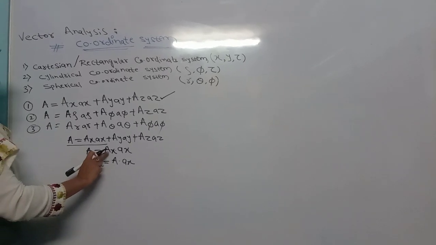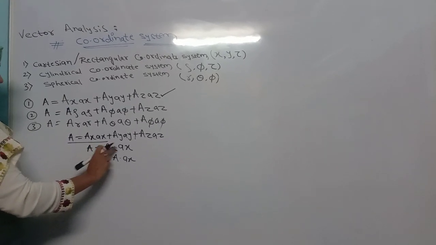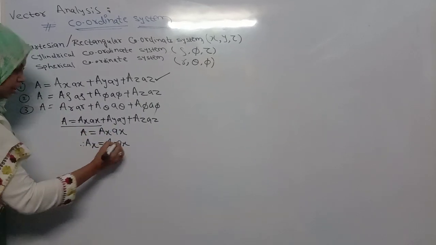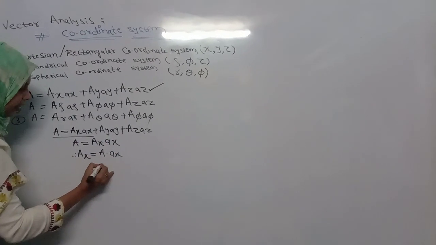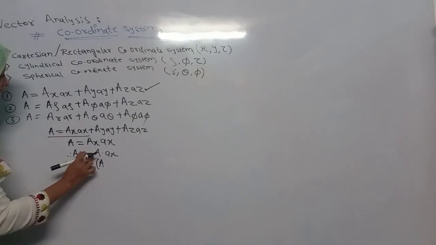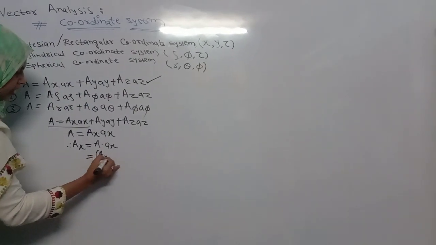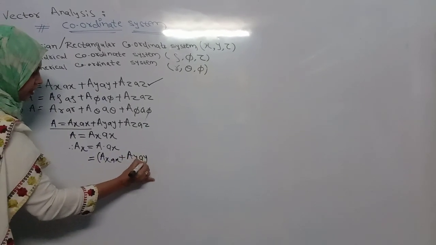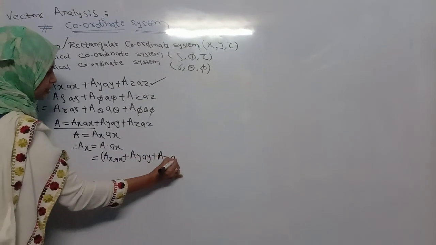If the question is just to calculate Ax, then Ax will be as it is, and the ax direction will come here. But we know very well what my A is. What is my A here? A is nothing but Ax ax, Ay ay complete vector plus Az az.